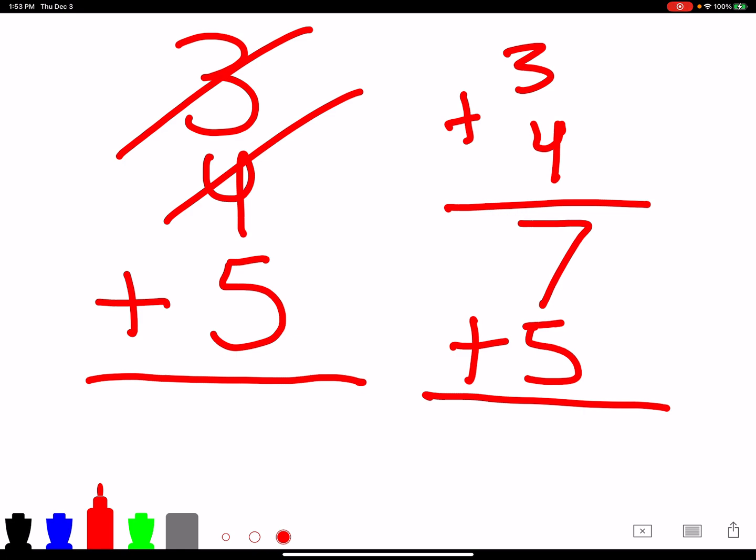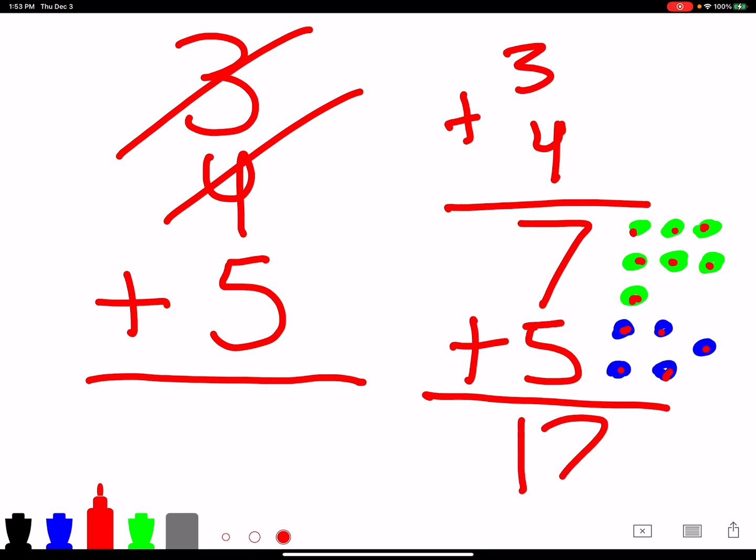We can add with number counting. We can add with the number line. But let's try to add with dots. So we add 1, 2, 3, 4, 5, 6, 7. And then we added 5. 1, 2, 3, 4, and 5. How many total dots are there? So let's count. We have 1, 2, 3, 4, 5, 6, 7, 8, 9, 10, 11, 12. We have 12. So if we add 3 plus 4 plus 5, we get the grand total of 12.